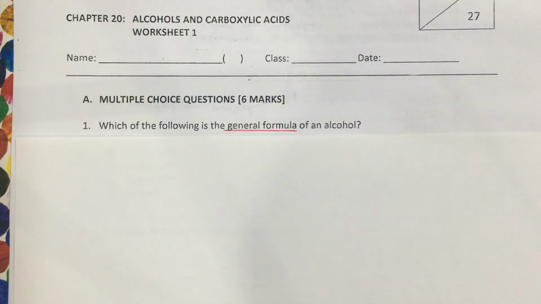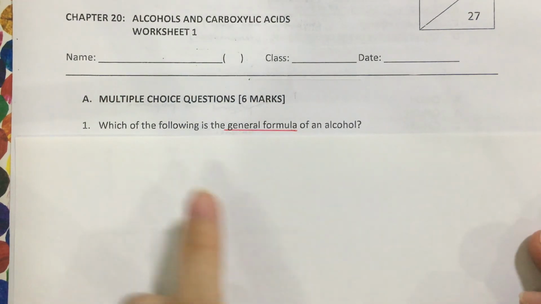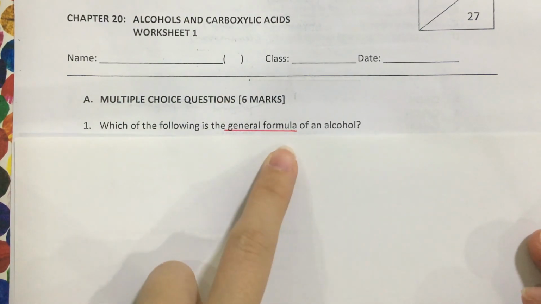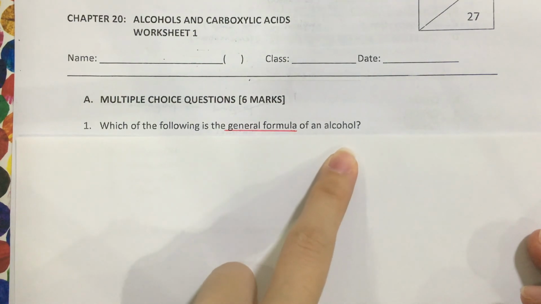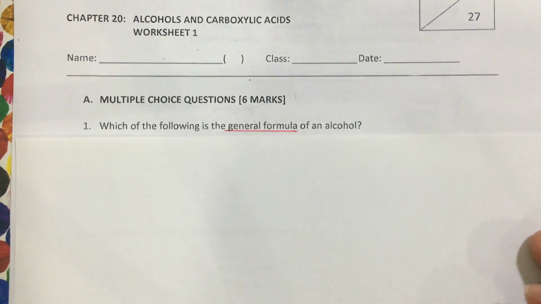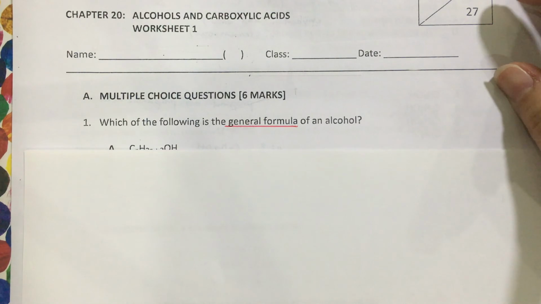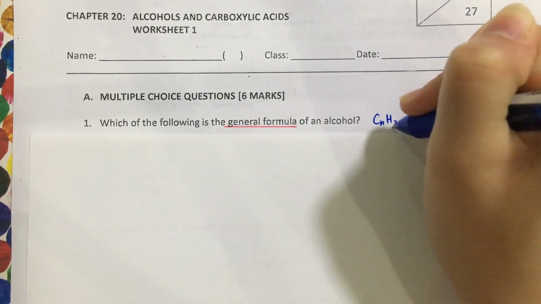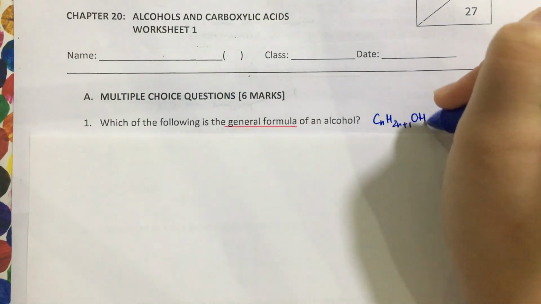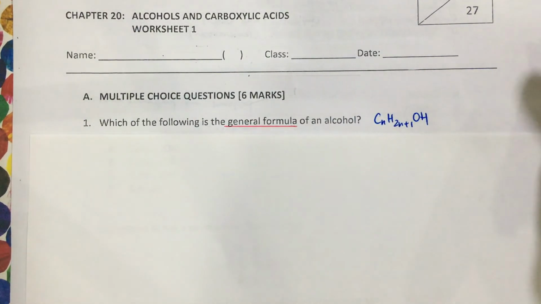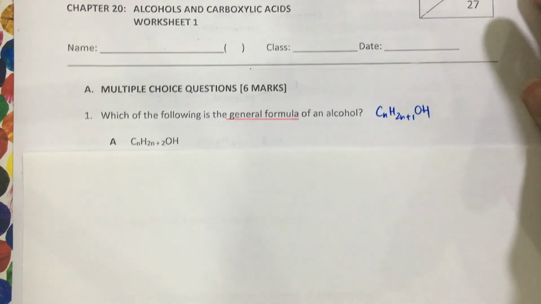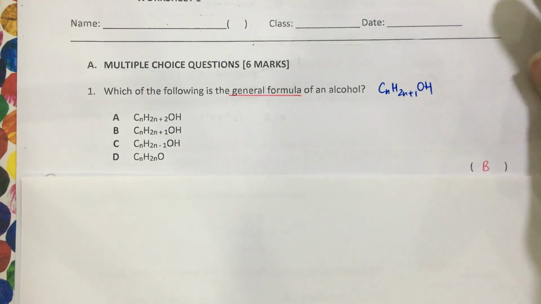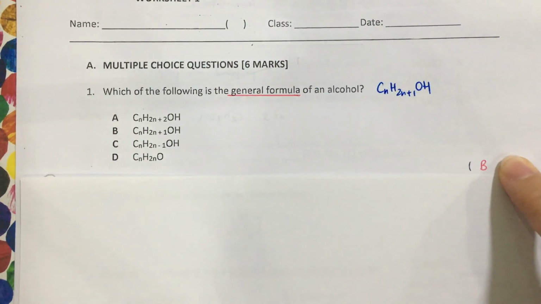Okay, alcohols and carboxylic acids, worksheet 1. So we talk about which of the following is the general formula of an alcohol. So you have to recall that the general formula is CnH2n+1OH for alcohol. If you recall this, you just need to spot the answer, and the answer will then be B. Okay, straightforward.